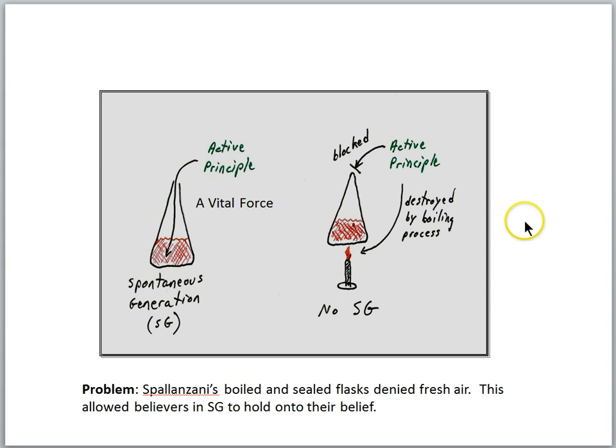Pasteur was also aware of the history of experiments on spontaneous generation, so he knew that Spallanzani's melted flasks posed a problem, because the believer in spontaneous generation could say that the boiling process would destroy the vital force in the air, which was responsible for spontaneous generation. And furthermore, because the flask was melted shut, no new vital force could get in, and this is why no bacteria were found in these vessels.